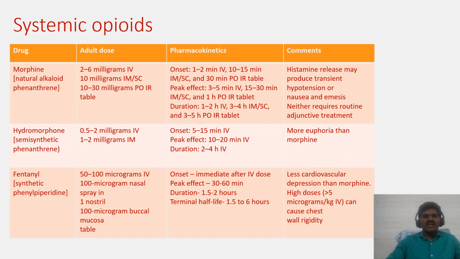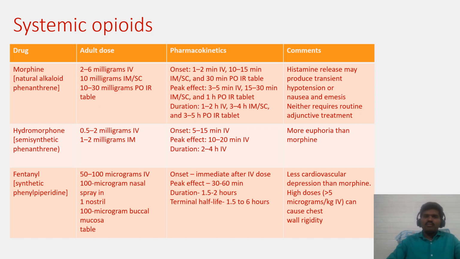Then you have the systemic opioids, which can be used in the emergency department. They need to be titrated to the intensity of the pain, keeping in mind the complications that they can produce. One of the most commonly used drugs is morphine, which is a natural alkaloid phenanthrene derivative. Adult dose is 2 to 6 milligrams IV, or 10 milligrams IM or subcutaneous, or 10 to 20 milligrams oral as an IR tablet.